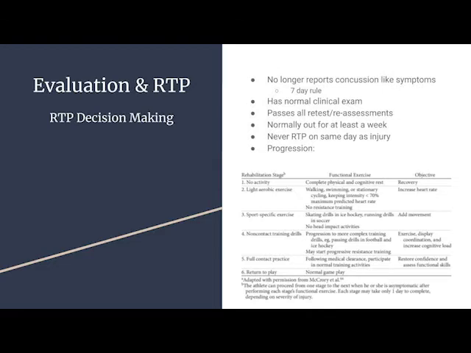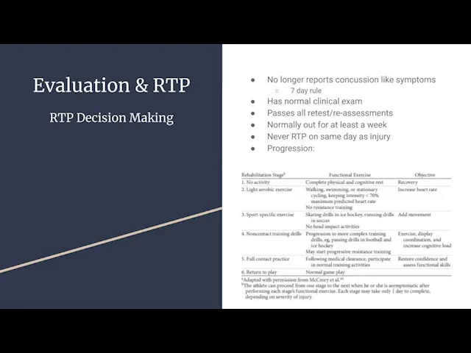Stage 2 is light aerobic exercise, such as walking, swimming, stationary cycling, but no resistance training yet. The objective of this stage is to increase heart rate. Stage 3 is sport-specific exercise. Now they can start doing drills, such as running drills in soccer and cone work, but no head contact. The objective of this phase is to start adding movement.